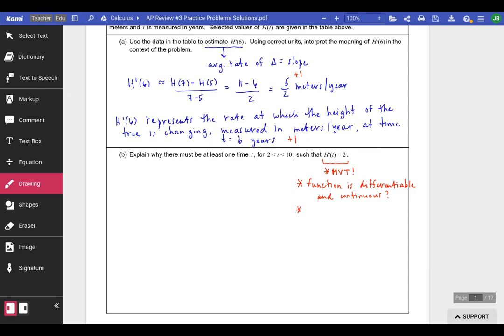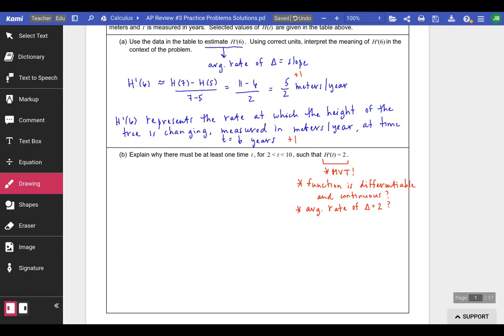And then we have to check if, over some interval, the average rate of change is equal to 2. Because if there is an interval where the average rate of change is equal to 2, and we have a continuous and differentiable function, then we can guarantee that the instantaneous rate of change is 2 at some point in that same interval. So let's go ahead and see what we've got here.